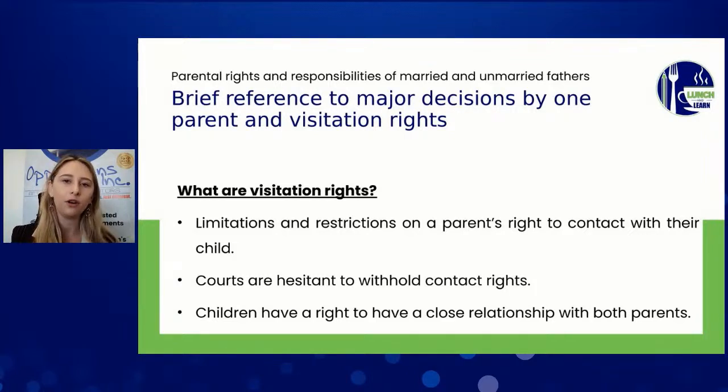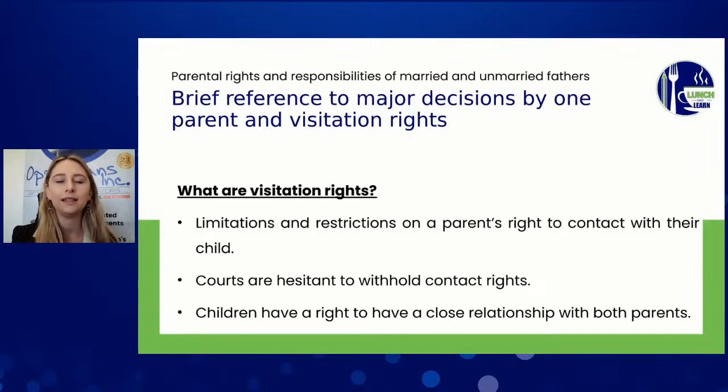The primary parent is the parent with whom the child will primarily live on a more permanent basis, and the non-primary parent is the one which the child will frequently visit, but does not live with that parent on a permanent basis. That parent still has a right to have contact with their child. So it becomes important to have visitation rights.